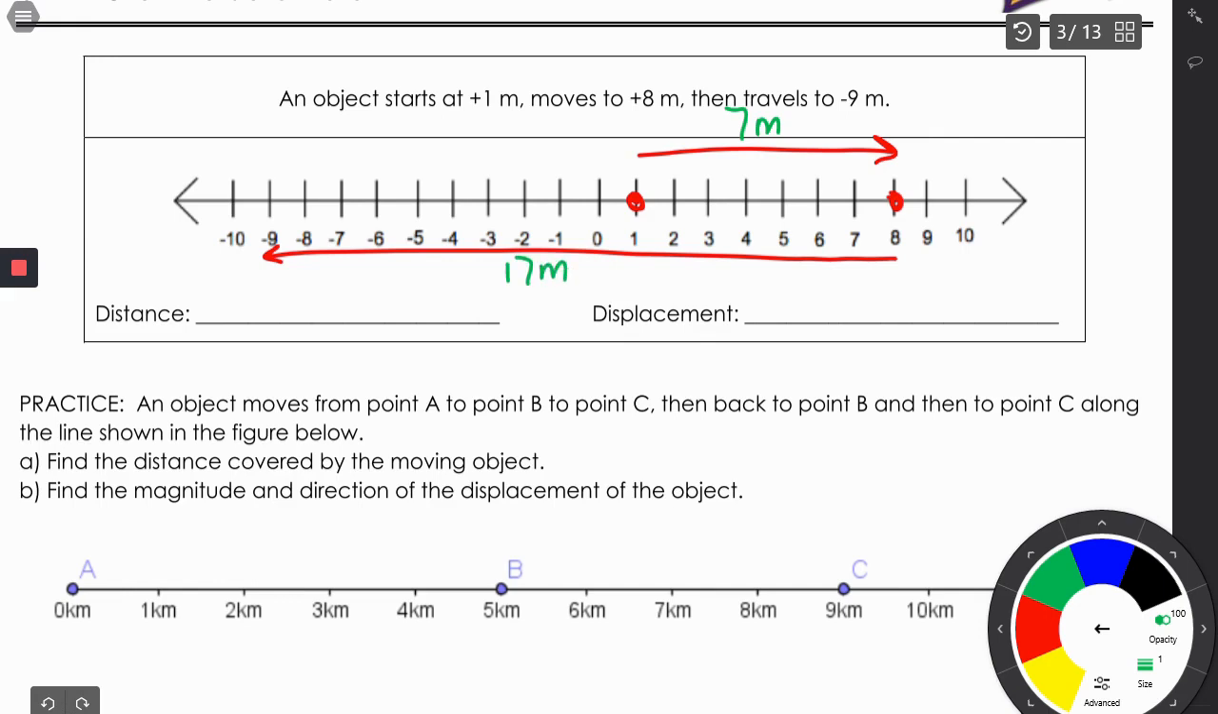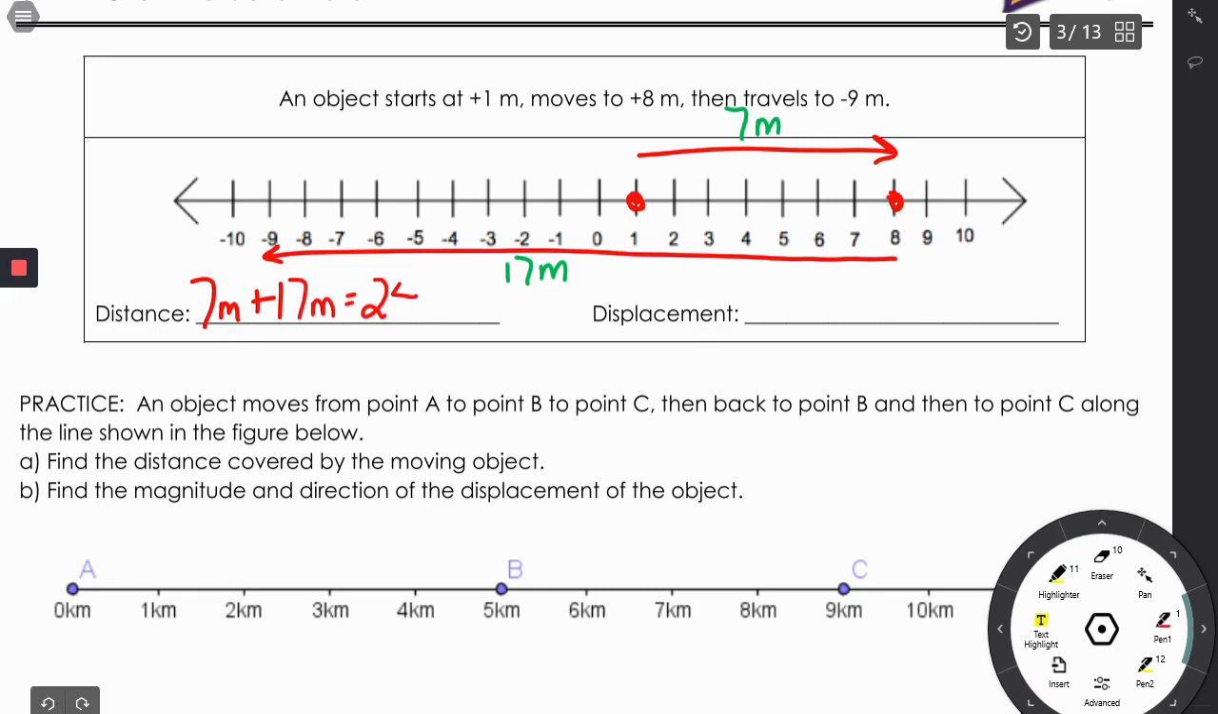Now, what is that going to help us calculate? It's going to help us calculate the distance. So the distance is going to be that first leg plus our second leg. Oh, I put 12. Apologize for that. Should be 7. Right? So that's going to be a distance traveled of 24 meters. Again, note there's no sign on it. It just means I went 7 meters one way, 17 meters the other way.